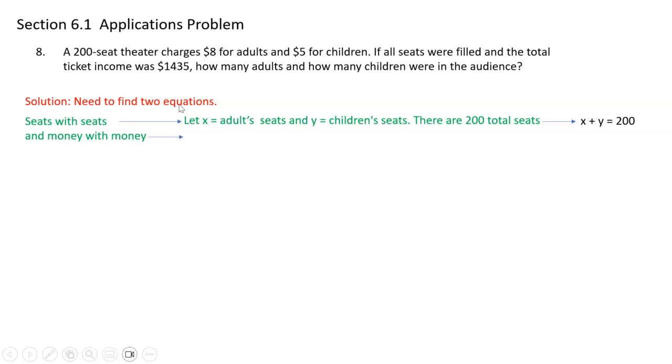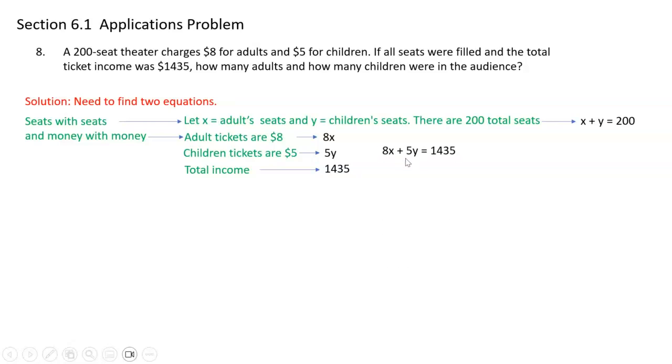Now let's do money with money. How much are the adult tickets? They're $8. But we let x, the variable, represent adults. So for this one, it's going to give us 8x. And now how much are the children's tickets? They're $5. Since y represents children's seats, this is going to give us 5y. And what was the total income? It was $1,435. So for this one, guys, we got equation number 2. It's going to be 8x plus 5y equals $1,435. So I found both equations.